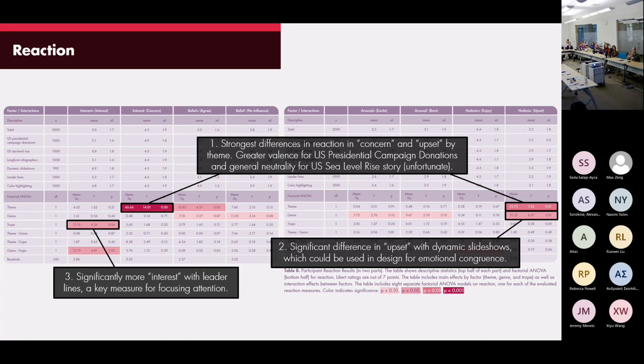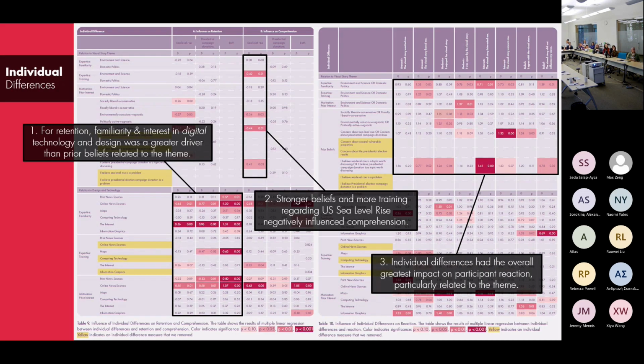And finally, as a quick note, the leader lines also activated, so there was greater interest, which is really the point of attention. Okay, finally, and then we'll move to our conclusions, Yuhao. This is the results of an ordinal linear regression model, and there is a lot to unpack here.